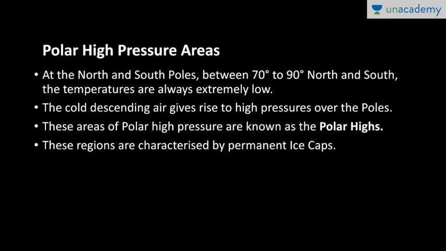So the next one is the polar high pressure areas. As we have already done, this pressure belt is again thermally induced. Why? Because the sun rays are oblique here, and at the north and south poles between 70 to 90 degree north and south, the temperatures are extremely low, so the winds will be cold. Cold air is denser, so it sinks, right? So the cold descending air gives rise to high pressure over the poles, right? And these are also known as polar high. These regions are characterized by permanent ice caps.